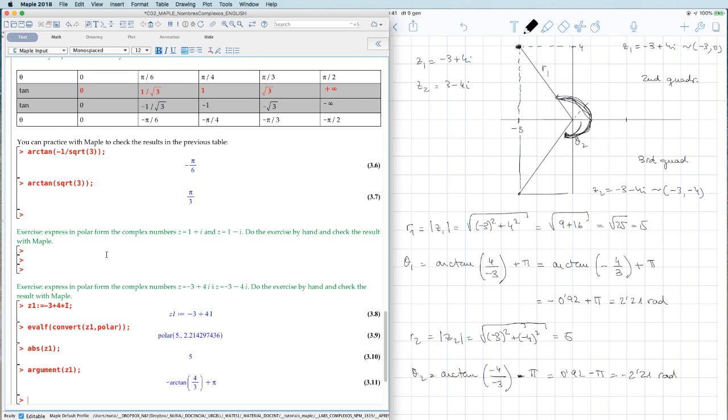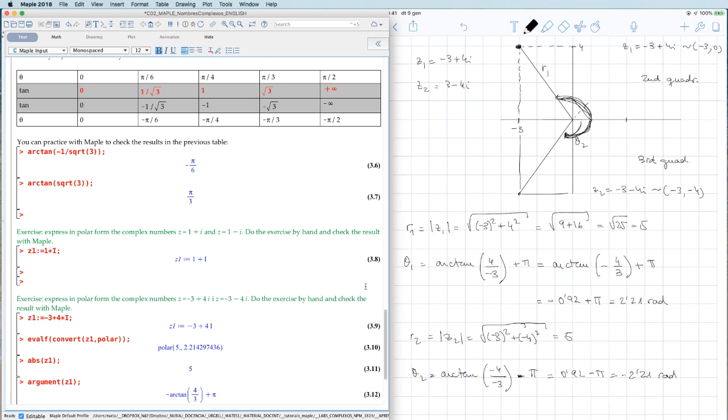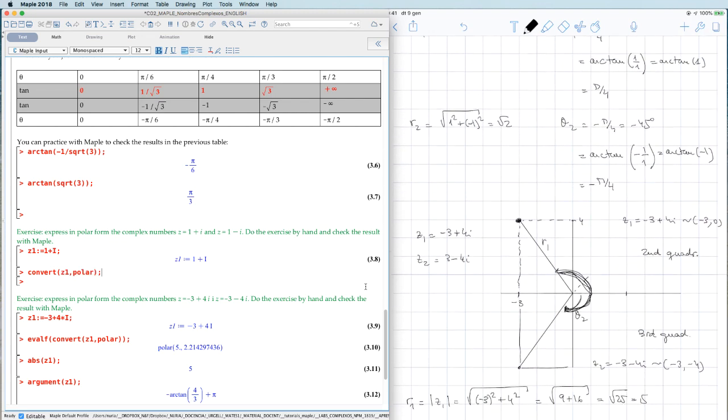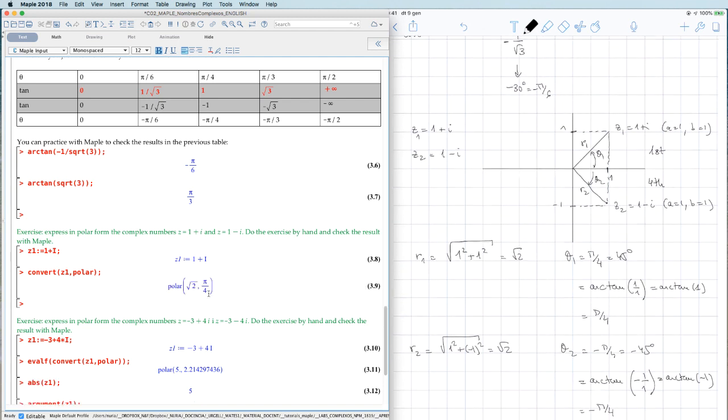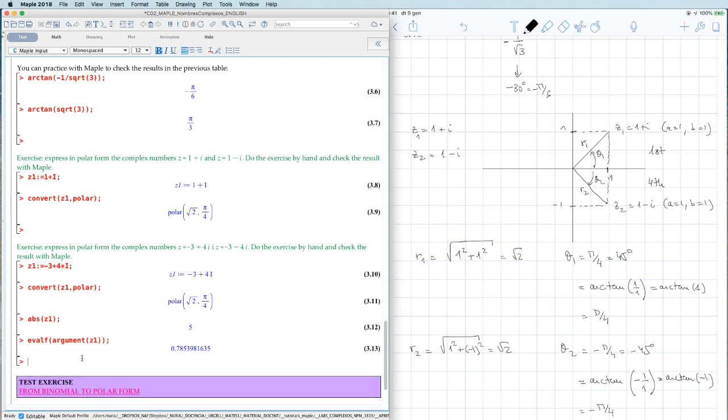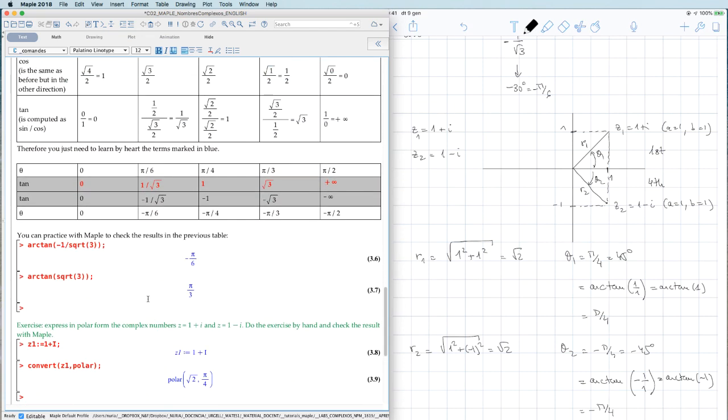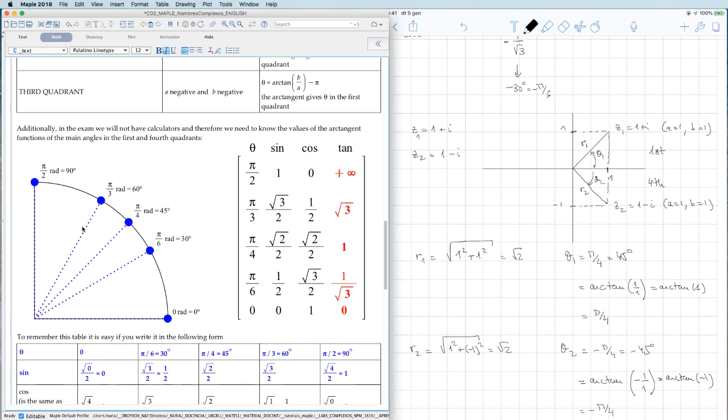Okay, if we do the same in the previous exercise, 1 plus i, you can see that when I convert to polar, since if you remember these angles were easy, in this case I obtain the argument pi over 4. So now you can move to the test and try to do from binomial to polar form. Remember that you need to remember this table and then convert the numbers.